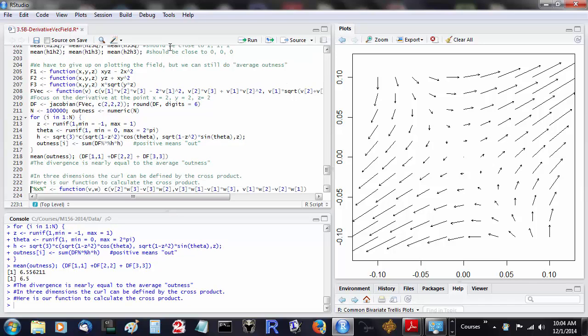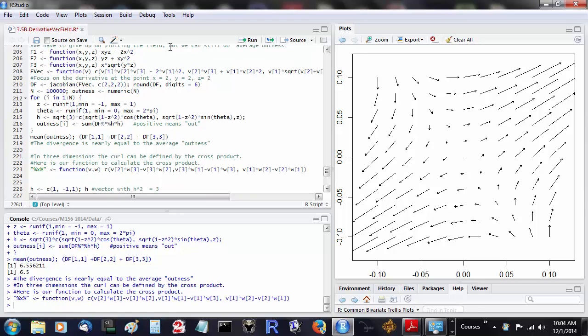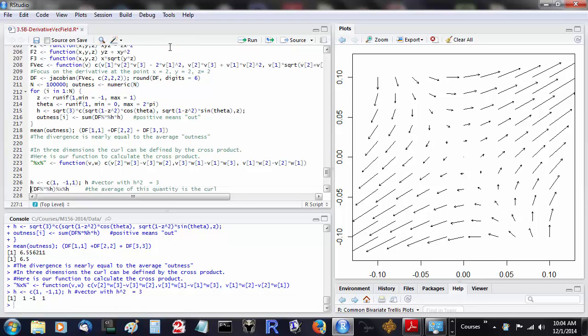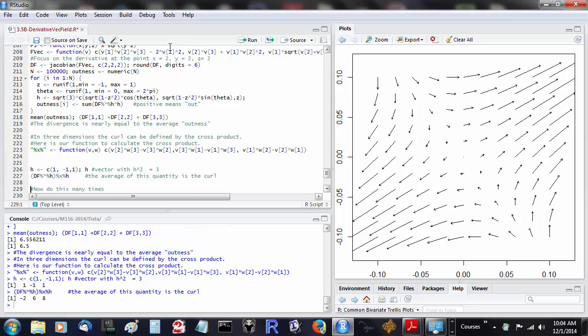In 3 dimensions there is an equally clever way of defining the cross product. Here's our old cross product function. If we apply it to one vector, then we can take the cross product of df acting on h with h, and the average of this quantity is what physicists call the curl.